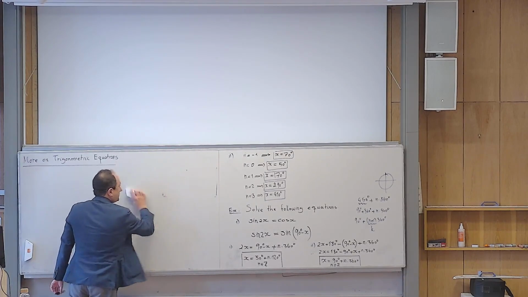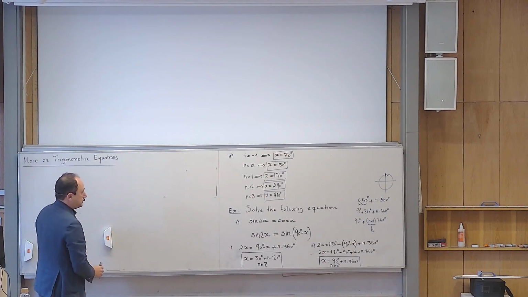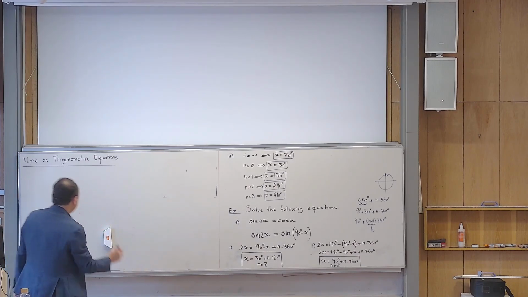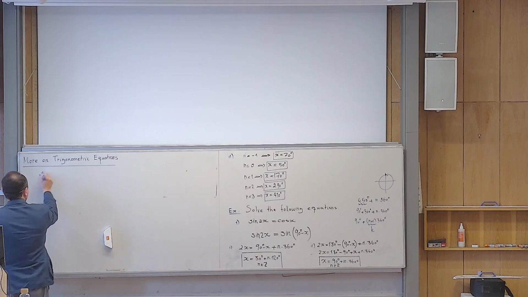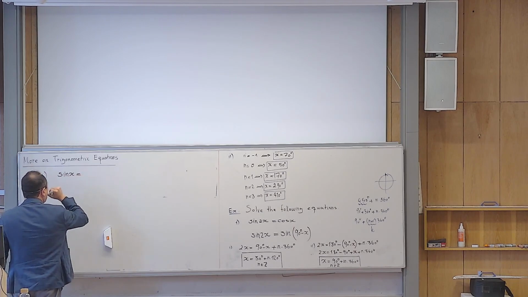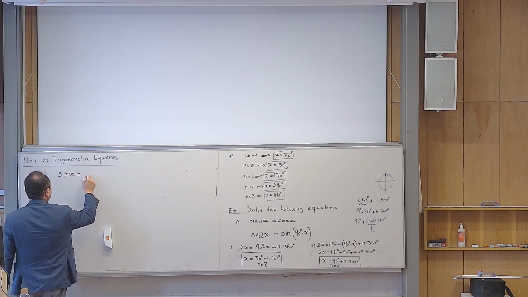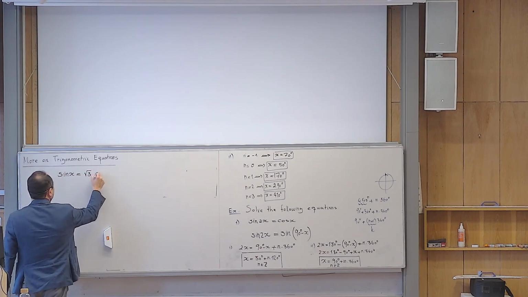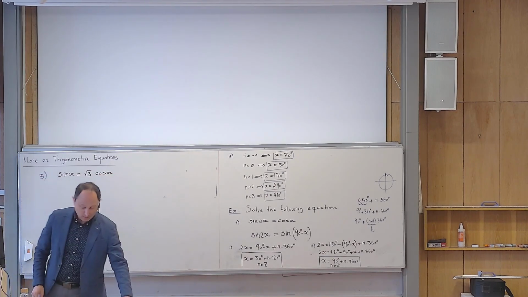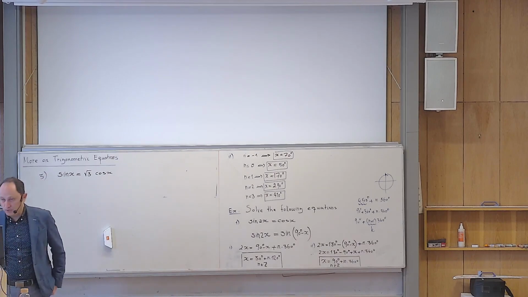So what about this equation? Which number is this? This is number 3, yes? So number 3, this is an equation in the book. They have even solved the equation in the book. But let us review this. Sine x equals square root of 3 cosine x. Now we want to solve this equation. So what do you think we can do here?